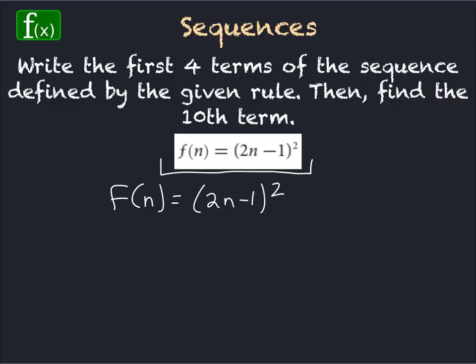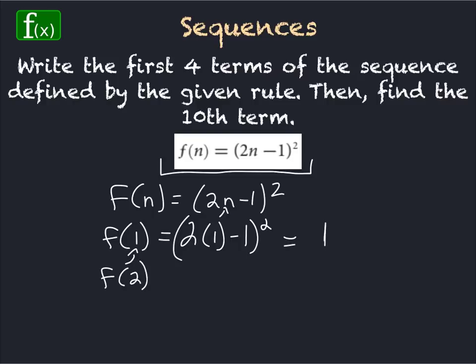So for the first position, which would be f of 1, we would just plug in 1 and we'd find our first term. This is our position 1. What's our term at that first position? Well, it would just be 2 times 1, right? Minus 1, and that is all squared, okay? Which would just be 1 squared, which is 1. At our second position, again, this is just what we've been doing before.